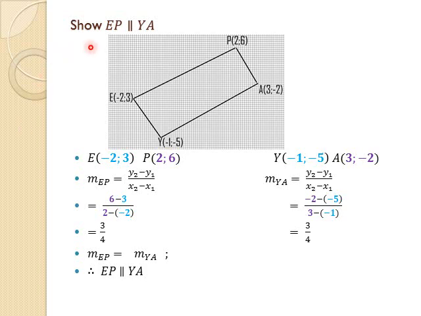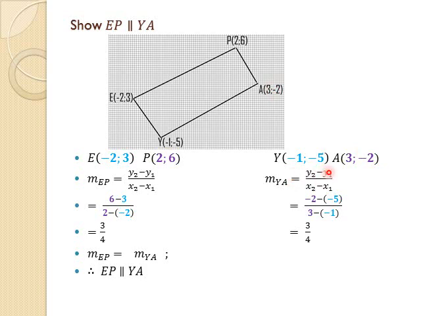Right, now problem number 2, show that EP is parallel to YA. So if we take E, which is (-2, 3), and P, which is (2, 6), if I work out gradient EP, y2 minus y1 over x2 minus x1. So 6 minus 3, 2 minus -2. 6 minus 3 gives me 3. 2 minus -2 becomes 2 plus 2, which equals 4. 3 over 4. If we take YA, so Y is (5, -1), A is (3, -2).